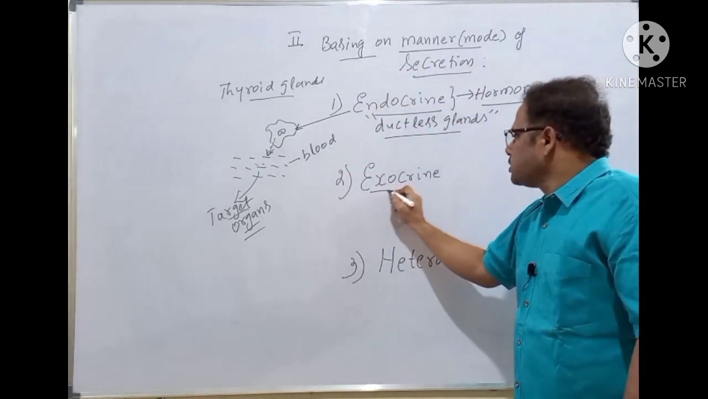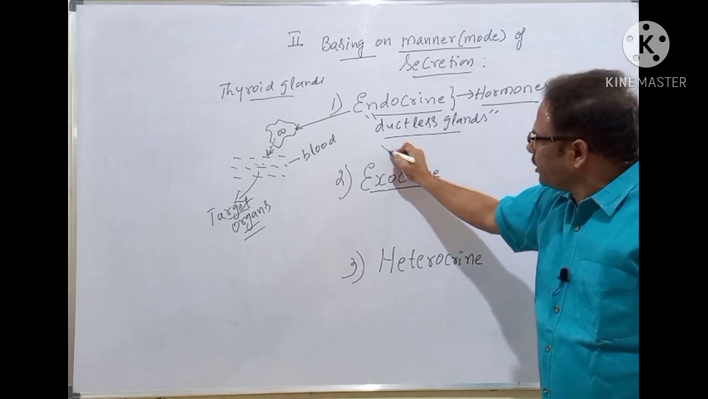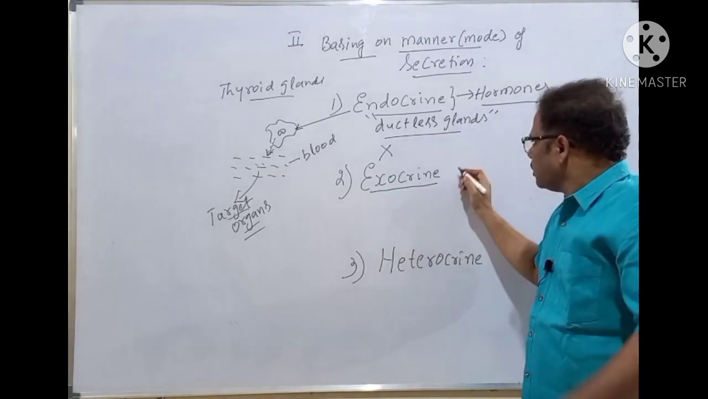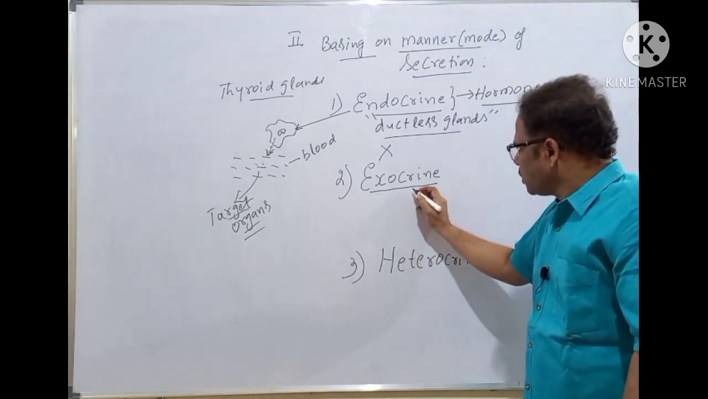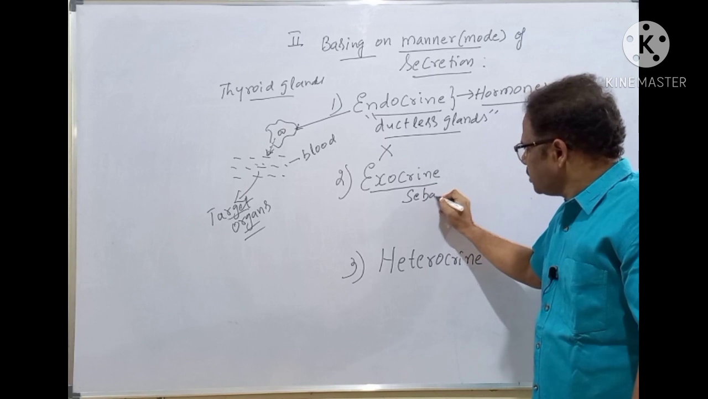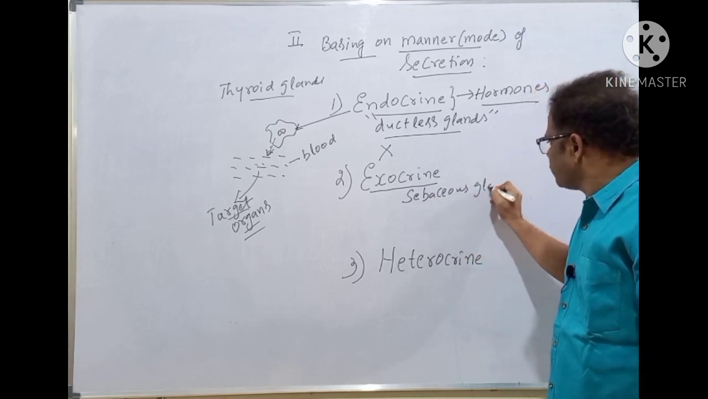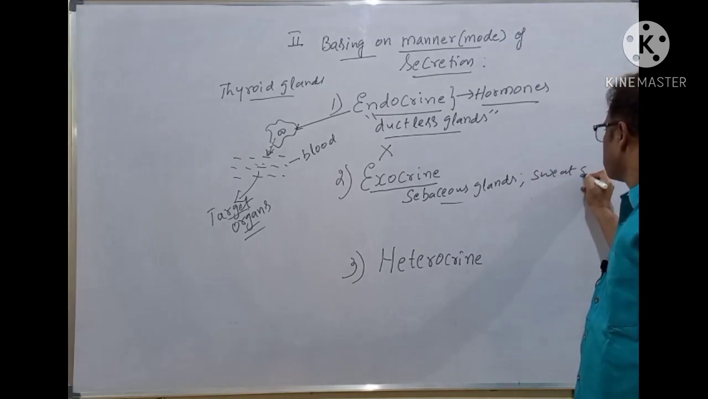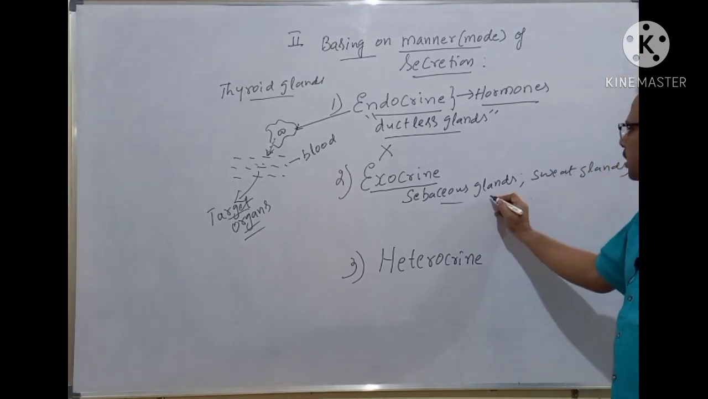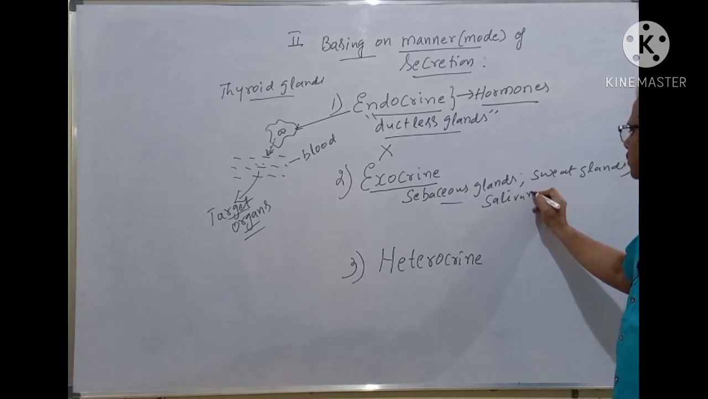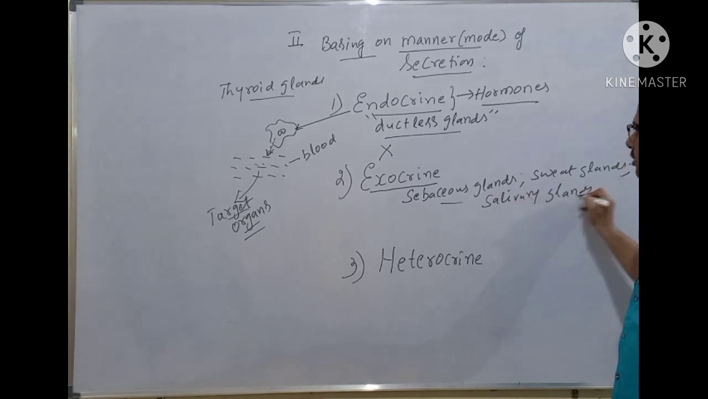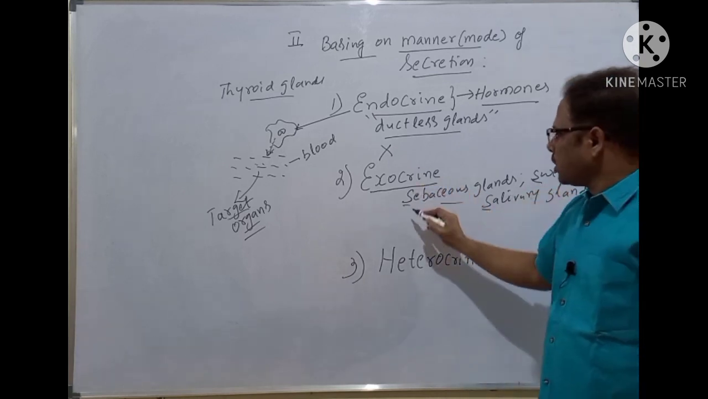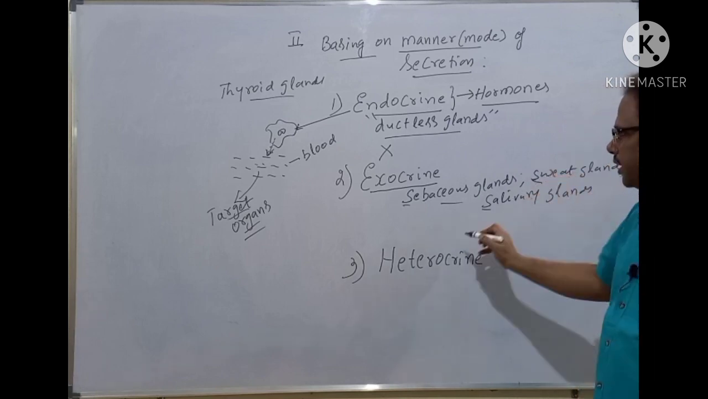Next one is the exocrine. Here the story is totally different. Endocrine, opposite is exocrine. Let's take examples of exocrine glands. Sebaceous glands, for example. Sweat glands. Salivary glands. See here, triple S. In this way you can remember: exocrine, sebaceous, salivary, sweat glands.